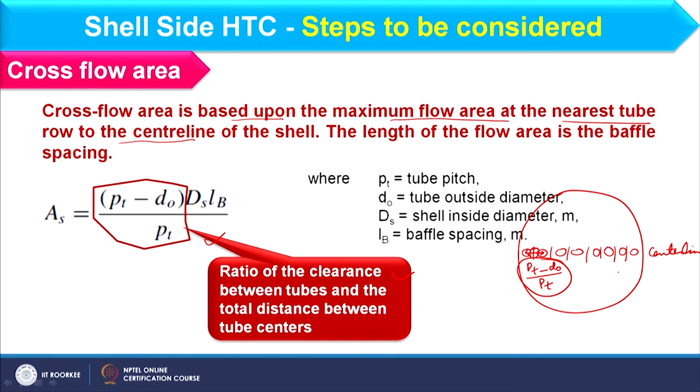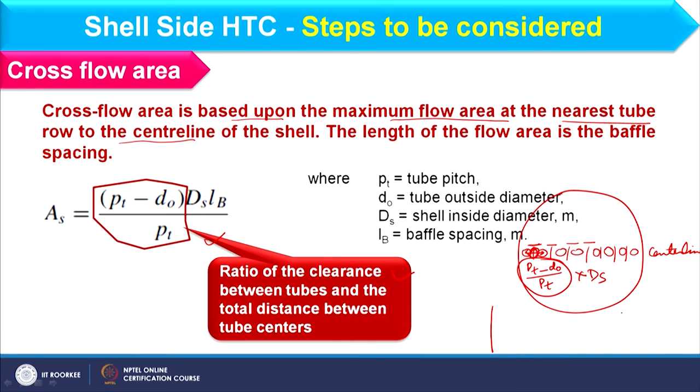So, in this way, if I consider this gap and multiply that with ds, what I am basically considering is the complete flow length between the tubes at the central line. Okay, it is still not the area. So, how can I consider the area?